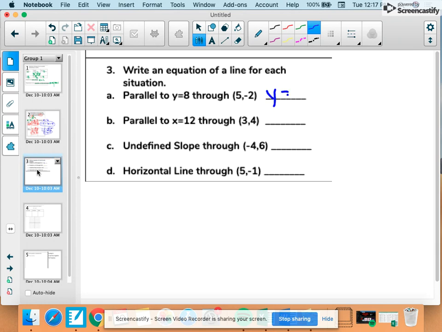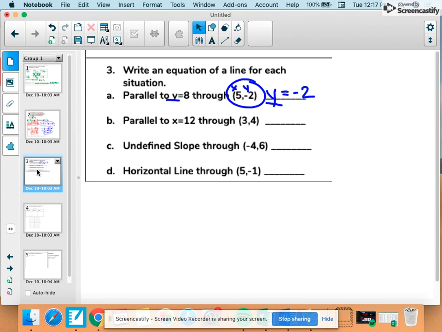So y equals is a horizontal line, then it has to go through this point. So I'm looking for my y value, and that's -2. And again, same line would mean parallel.